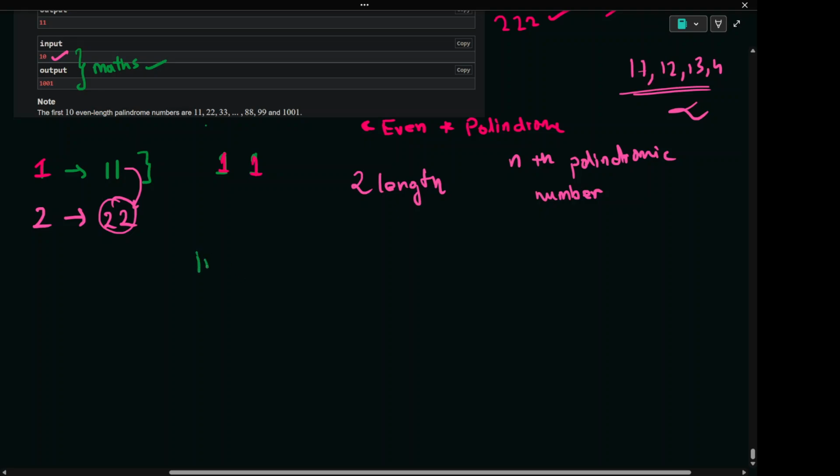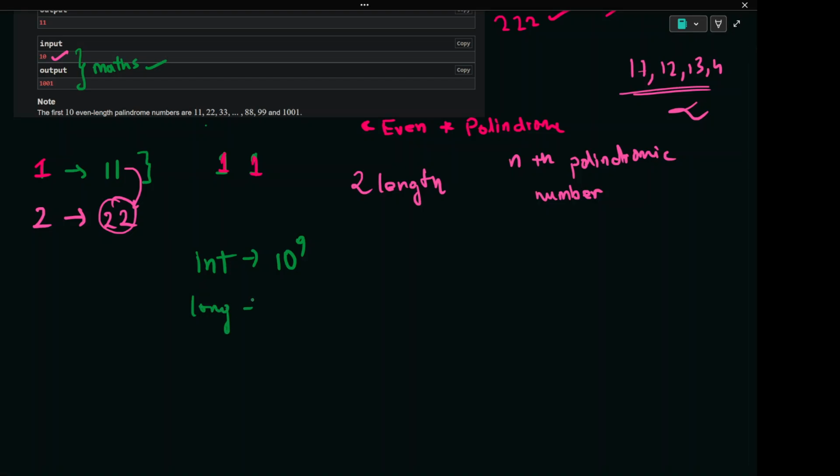So what is the integer range? Integer range is roughly 10 to the power 9. Long range is approximately 10 to the power 18. So where does 10 to the power 10 to the power 6 lie? It is very, very huge, like some kind of universal number. I mean, not a universal number, but a very big number. It's practically infinite.